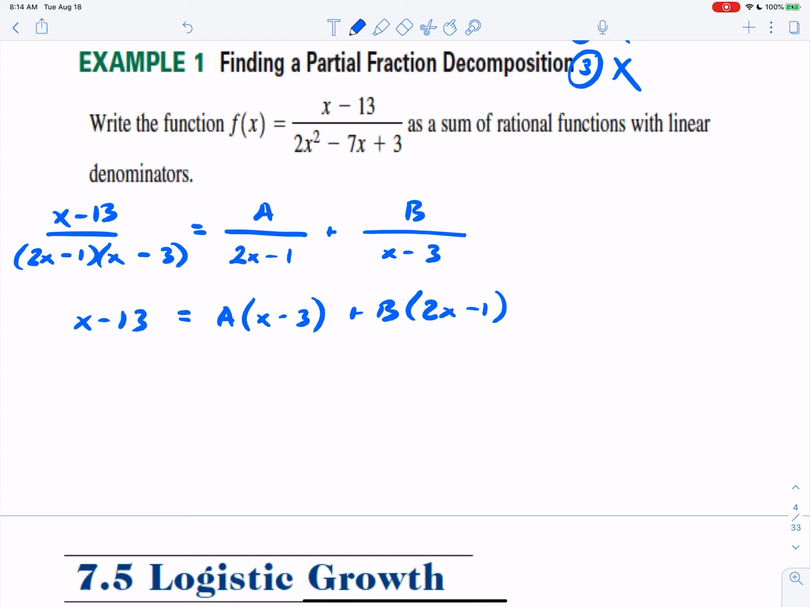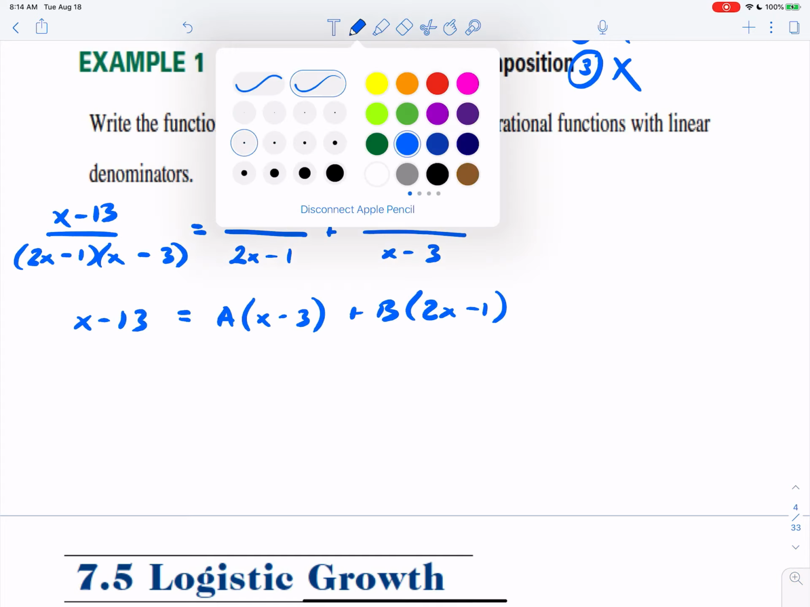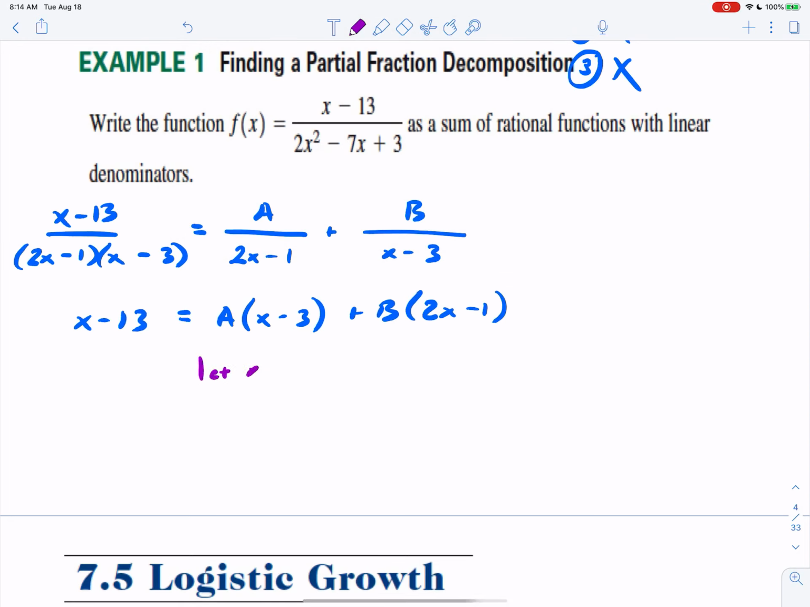Okay, so this is where we get rid of A and B separately, okay? If I wanted to get rid of A, I should let x equal what? Play when you're ready. If I want to get rid of A, x should be 3. So if x is 3, the left-hand side will be 3 minus 13, which is negative 10. On the right side, remember A disappears, so B times 2 times 3 minus 1 gives me 5B. And that's enough for me to solve and find out that B comes out to negative 2. So we know B is negative 2.